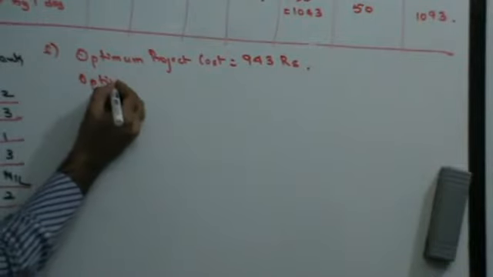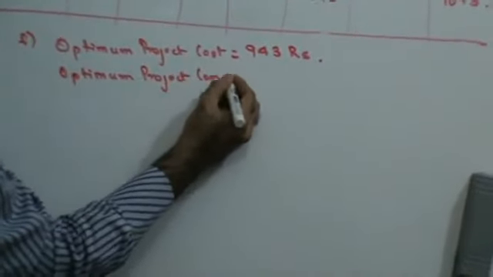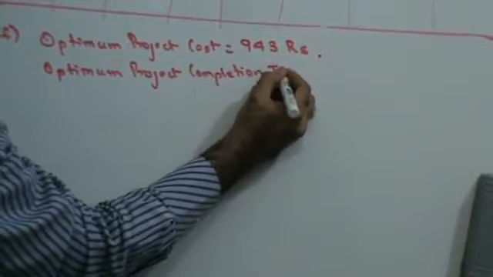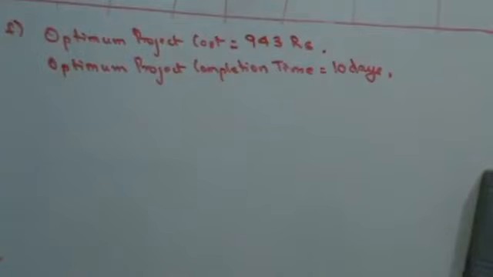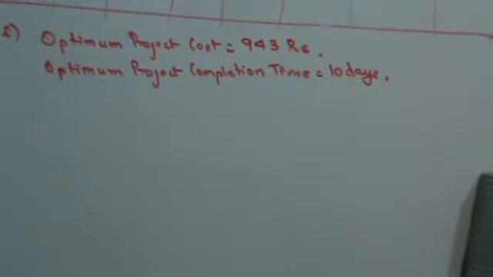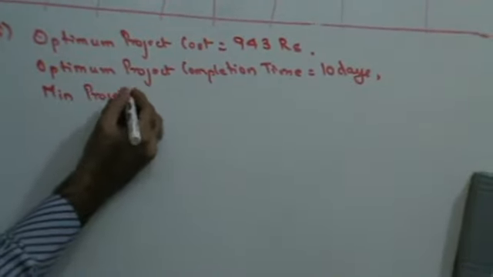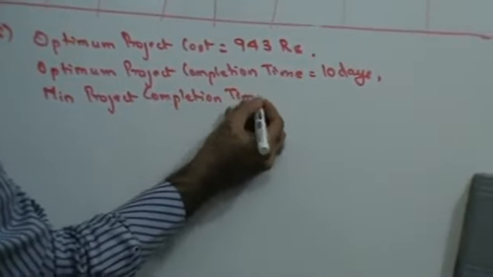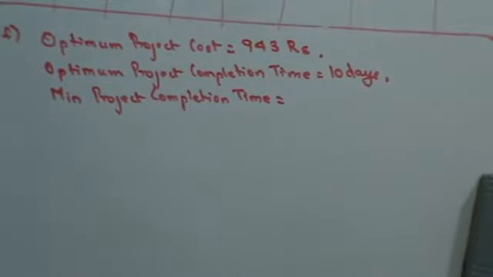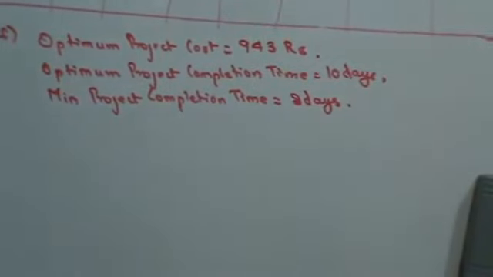Now, the optimum project completion time. For 943 rupees, the optimum project completion time is 10 days. Right? Now, the minimum project completion time. The minimum project completion time when all the crashing has been done is 8 days. Right? Do we get this thing clear?